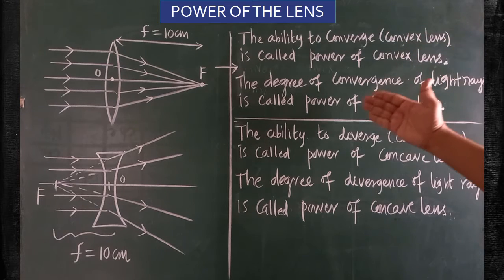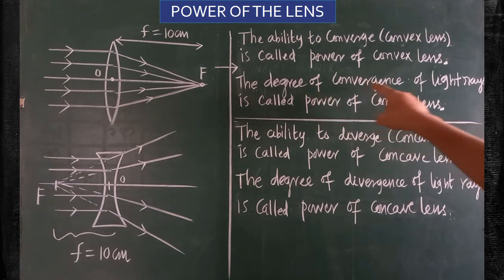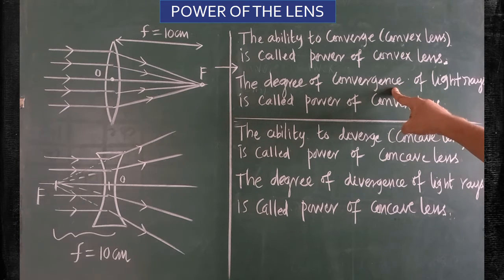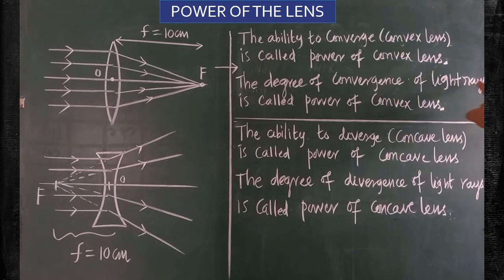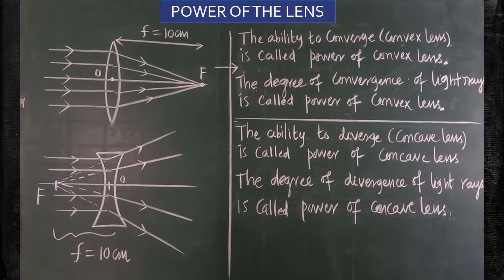Otherwise, the same definition could be told in some other form. What is this? Degree of convergence. That ability is otherwise called, what is this? Degree of convergence. Who is converged? Light rays are converged. The degree of convergence of light rays is called power of the convex lens. So there are two definitions which are written especially for convex lenses. Are you clear? Now let's come to the second category of lens.